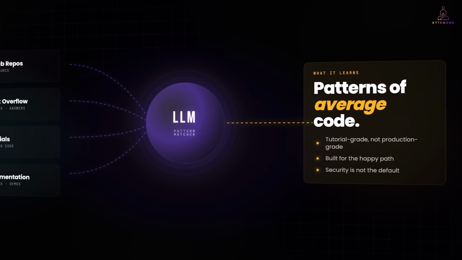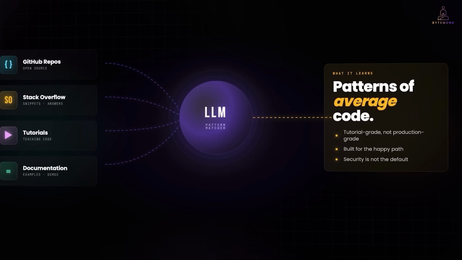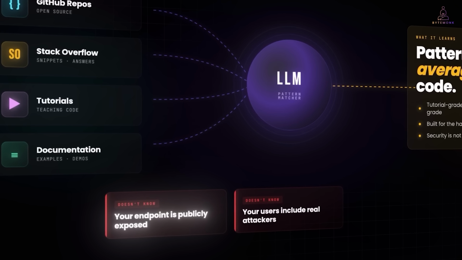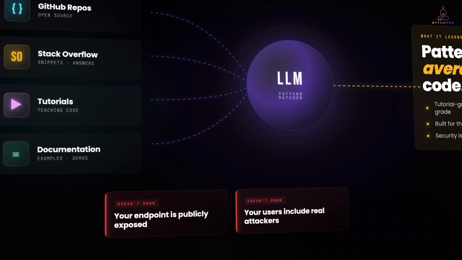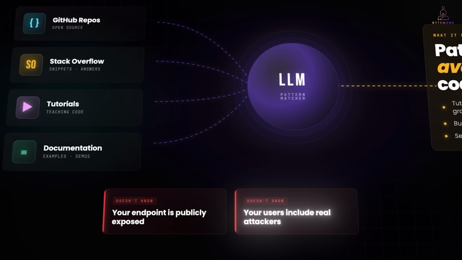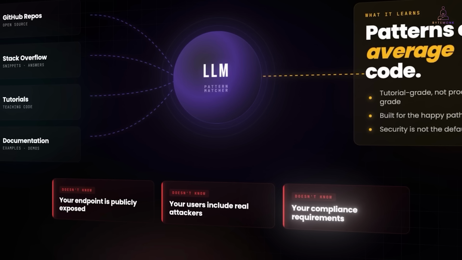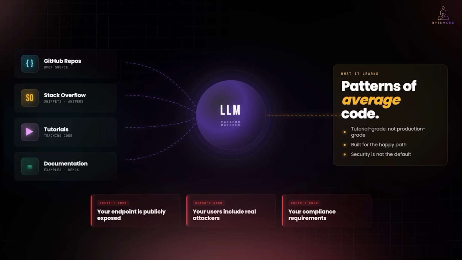The model is not cutting corners. It genuinely does not have the context you have as an engineer. It doesn't know that this endpoint is going to be exposed publicly. It doesn't know your users include people actively trying to break your system. It doesn't know your compliance requirements. It writes what looks right given the prompt. And most prompts don't say, write this with OWASP Top 10 in mind.